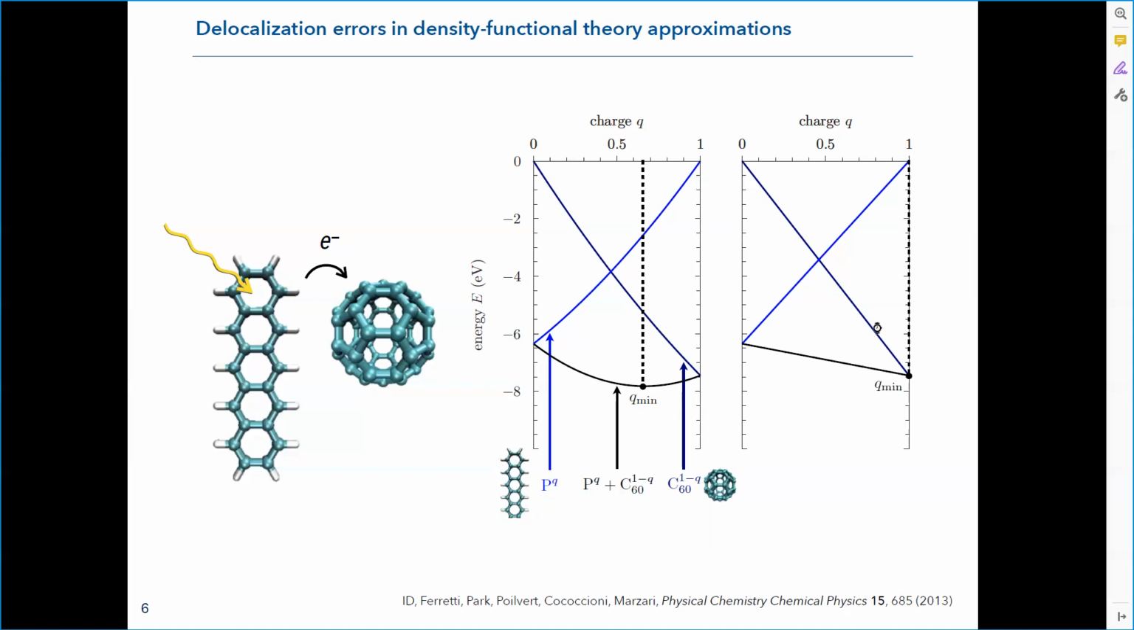So this problem is actually not just related to DFT, but it's actually very general. Anytime you have an effective field approximation, you're going to encounter that issue of self-interaction.